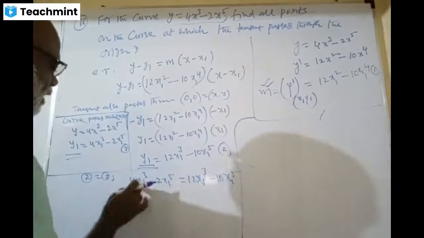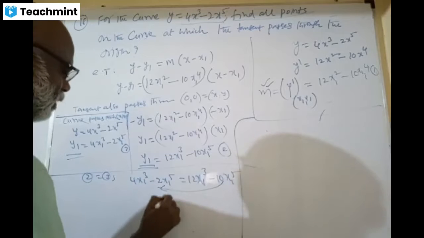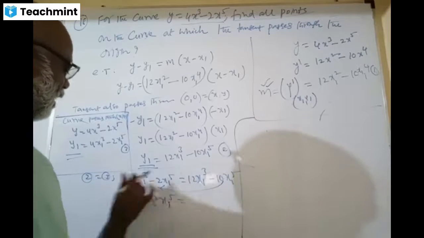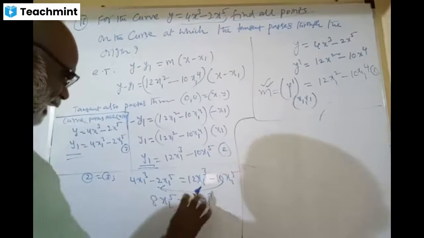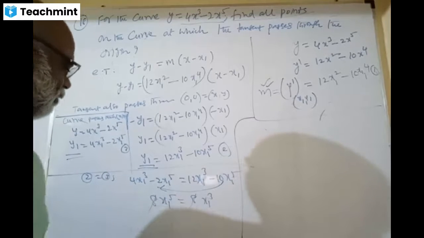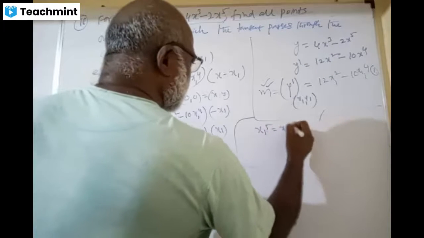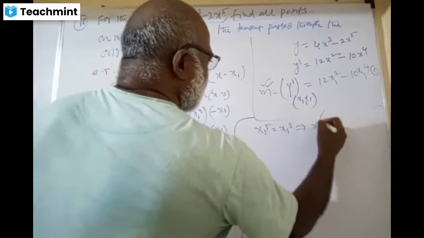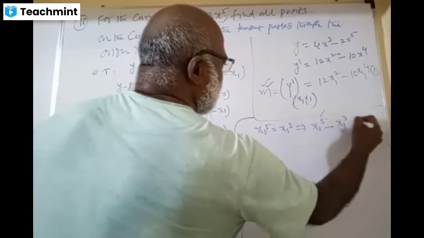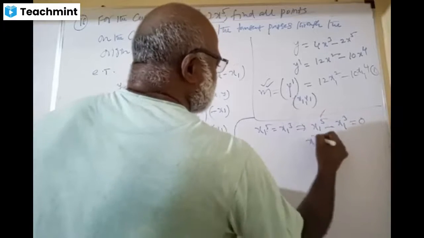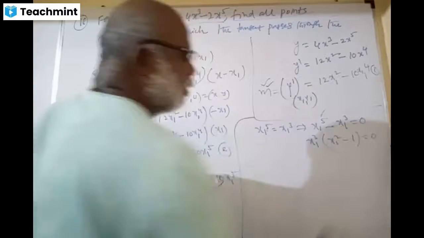Bringing the minus 10 to the other side, this becomes 8x1 power 5, and 12 minus 4 becomes 8x1 cube. Now divide by 8, you get x1 power 5 equals x1 cube, which implies x1 power 5 minus x1 cube equals 0. Taking x1 cube common, we get x1 square minus 1 equals 0.